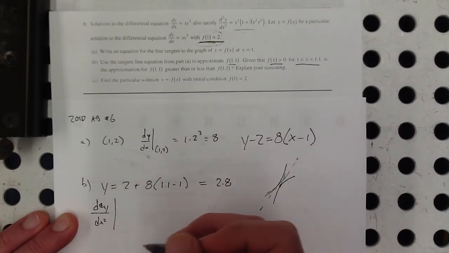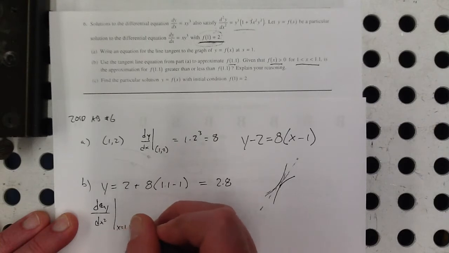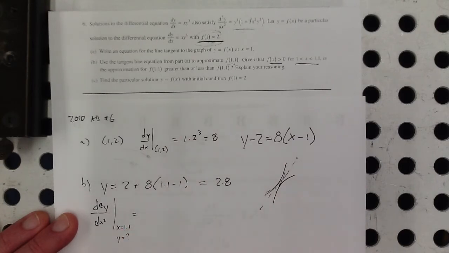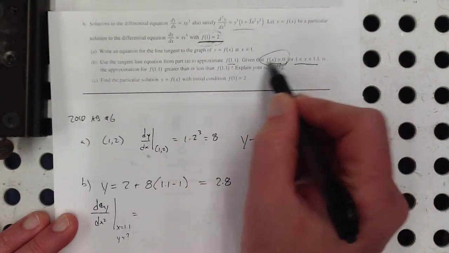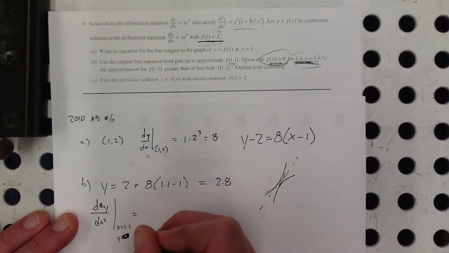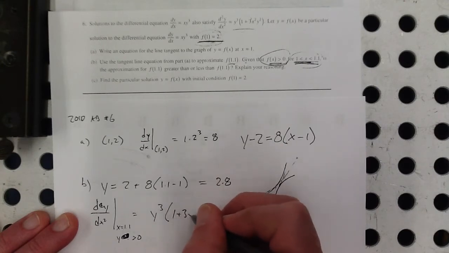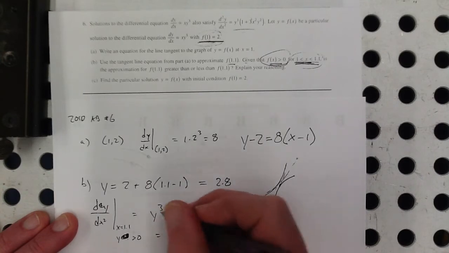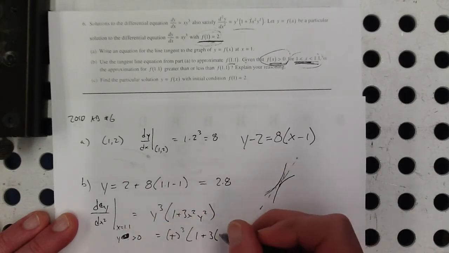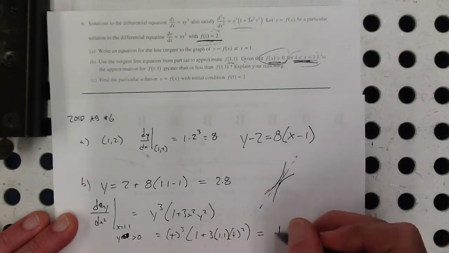So I'm going to go ahead and find the second derivative at the point 1.1. Well, I can't do that exactly because I don't know the y-coordinate, right? But what they're telling me here is that the y-coordinate is positive. So instead of that little question mark, I know that the y-coordinate is positive. And the second derivative is equal to y cubed times 1 plus 3x squared y squared, which is going to be a positive number cubed times 1 plus 3 times x equals 1.1 times a positive number squared, which is a positive number.